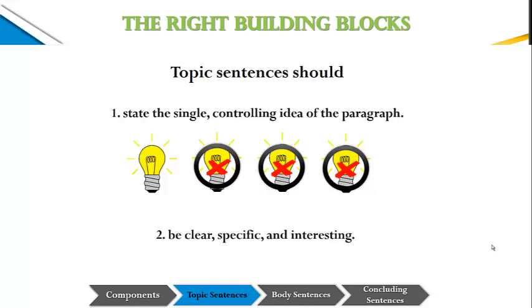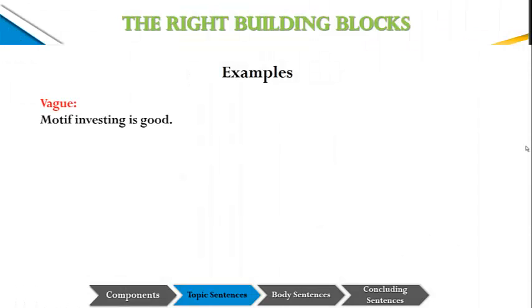The second thing to remember about topic sentences is they should be clear, specific, and interesting. A topic sentence that just states a very general, vague idea doesn't give the reader enough direction to anticipate what's going to come in the paragraph. This can make the reading a little bit confusing and frankly just boring. Let's take a look at some examples to see what we mean.